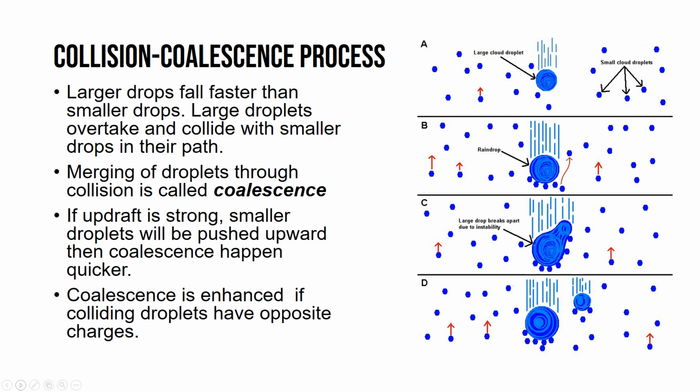Coalescence is enhanced if colliding droplets have opposite charges. Laboratory studies show that collision doesn't always guarantee coalescence, as these droplets may bounce apart during collision. There is what we call surface tension. This surface tension holds the cloud droplet together. This force may be too strong, so they are not able to coalesce even if they collide.